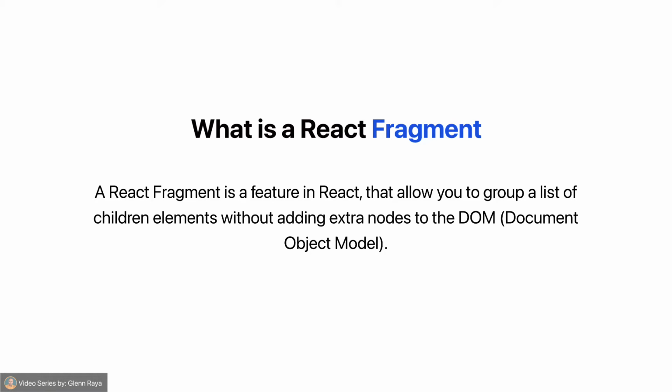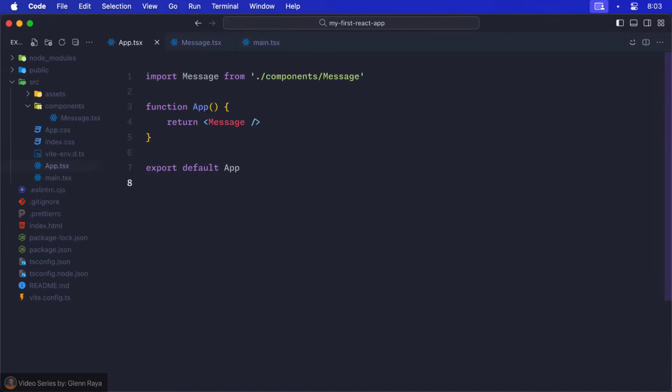Using extra divs or other HTML elements to wrap child components can lead to bloated HTML, styling issues, and other unnecessary DOM nodes. Fragments help you avoid this by not producing any actual DOM element. They are particularly useful when rendering lists, tables, or other group of elements. Let's see how React fragments are used in a React component.